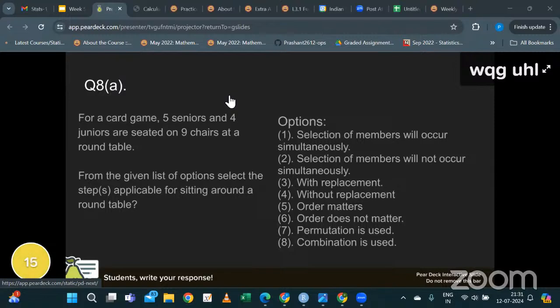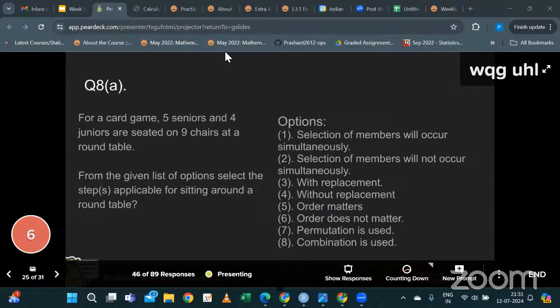But here, should it be simultaneous or non-simultaneous? Simultaneous, sir, because it is in an AND position: 5 seniors and 4 juniors. So AND will be there. Okay. Anybody else? Any thought? Anyone? Feel free to say.